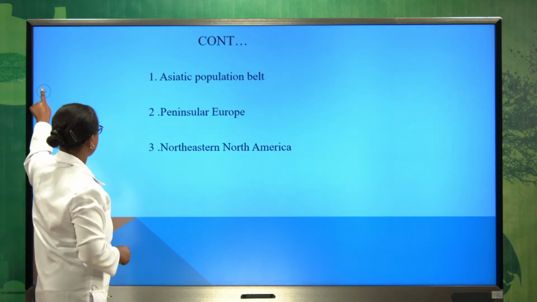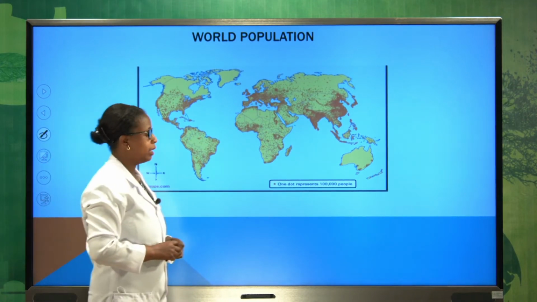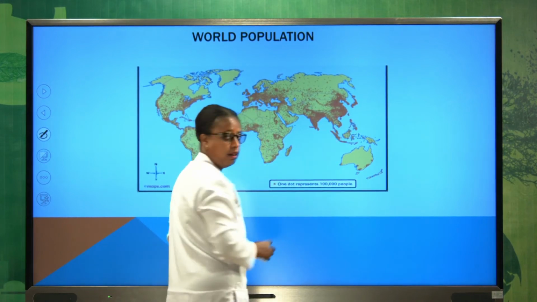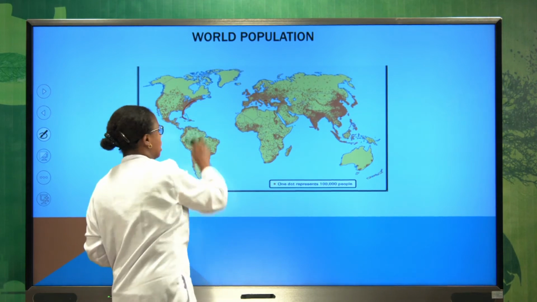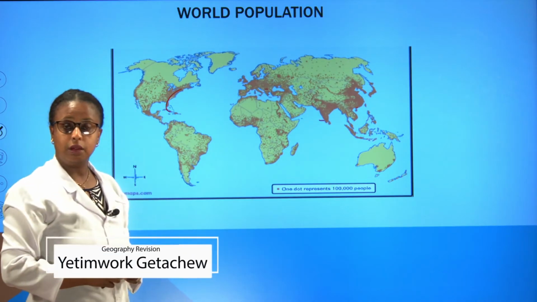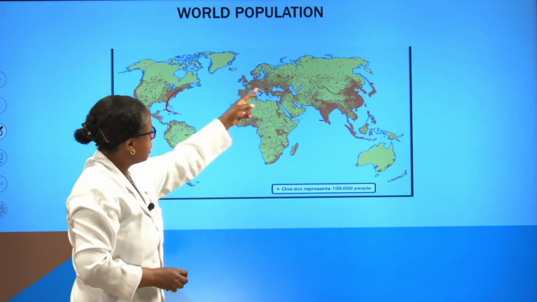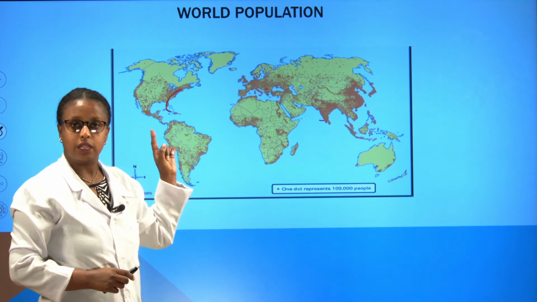Let us see this map. It is the world population belt. The densely populated regions are found in South and Southeast Asia, in peninsular Europe, and in Northeast North America. Each dot represents 100,000 people living in the region.